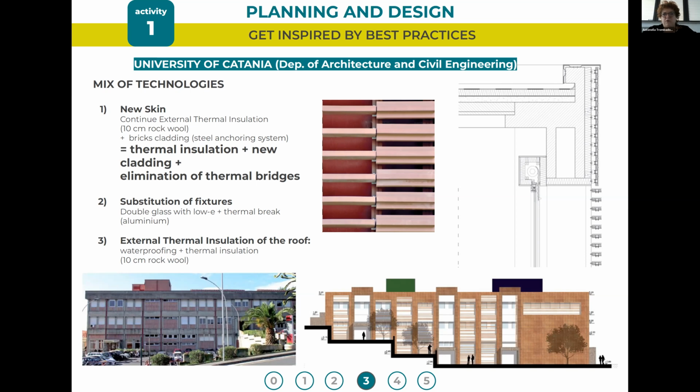So in this way, when we create the scenarios, the cost of intervention will be balanced by a more effective building, a more innovative building. So especially the public building has this mission to be reached.